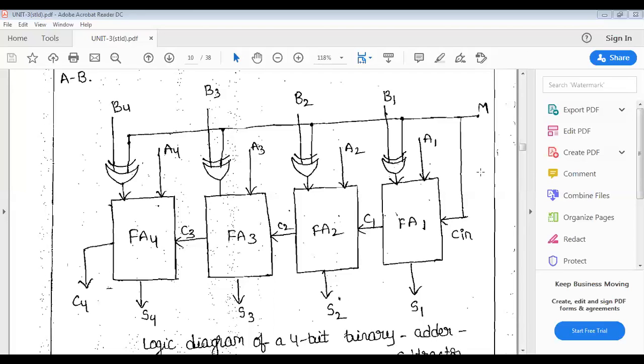After this full adder performs the addition operation by taking A1, B1 and Cin equal to 0, it gets sum S1 and carry C1. Then that C1 is given to the second full adder, which takes the other inputs A2 and B2. When M is equal to 0, the second exclusive OR gate also gets B2 only, since B2 exclusive OR of 0 gives B2. So again it performs the full addition operation with A2, B2 and C1.